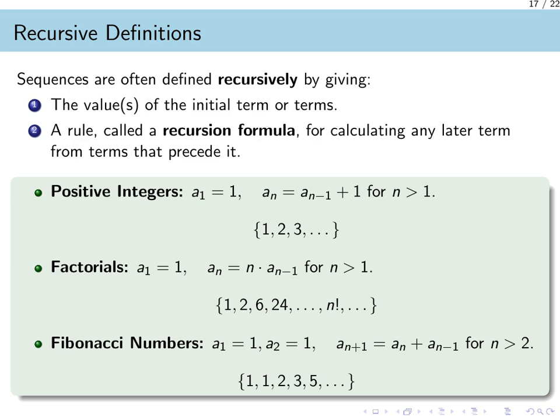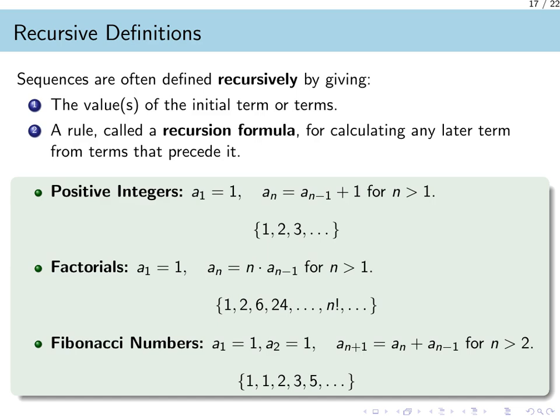Instead of calculating each term directly from its index n, we can define a sequence recursively. This method builds the sequence step by step, where each new term depends on the ones that came before it. To do this, we need 2 things. First, the value of the initial term or terms to start the process, and second, a rule called a recursion formula to find any later term from its predecessors.